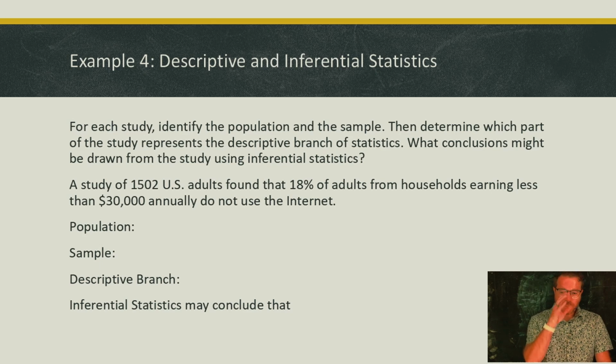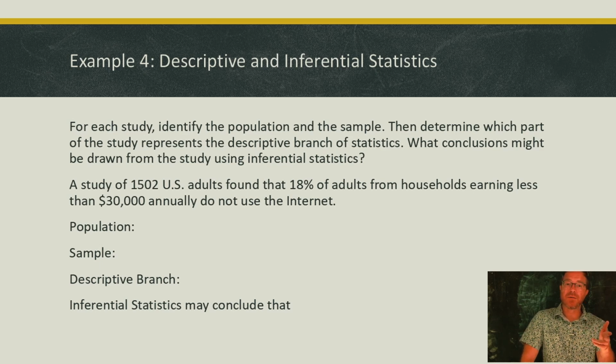So in this case, our population, it says a study of 1,502 U.S. adults were found that 18% of adults from households earning less than $30,000 annually do not use the internet. So in this case, our population would probably be all households earning less than $30,000, probably in the US or whatever country we're looking at. Our sample specifically is those 1,502 people that make up those households that are earning less than $30,000 a year that we're looking at.